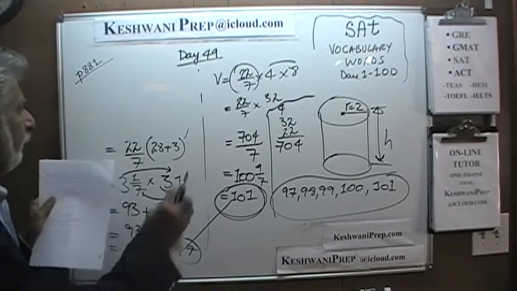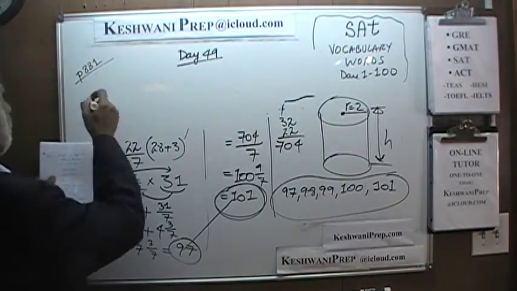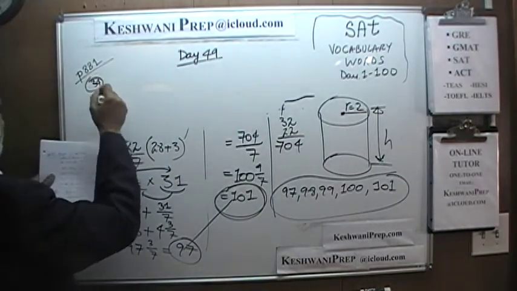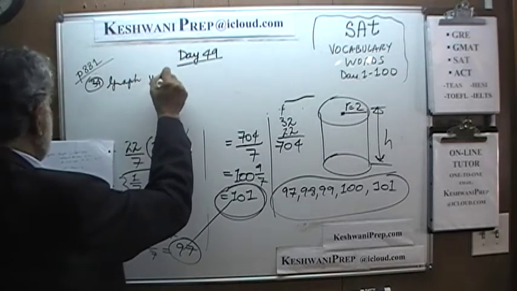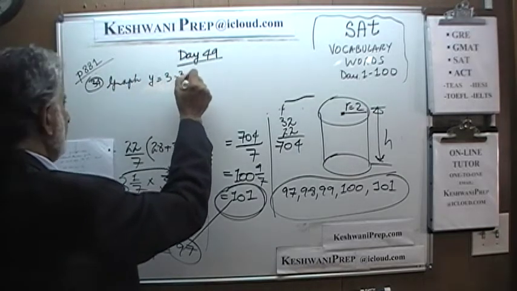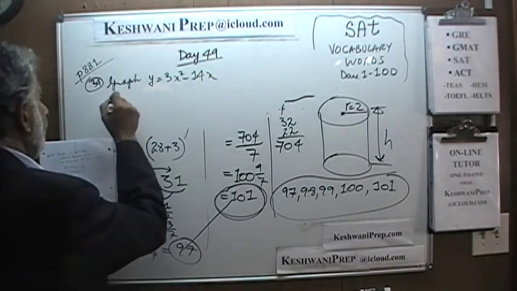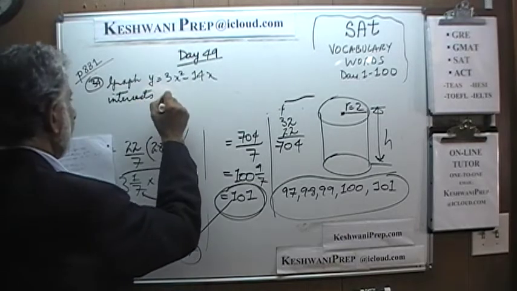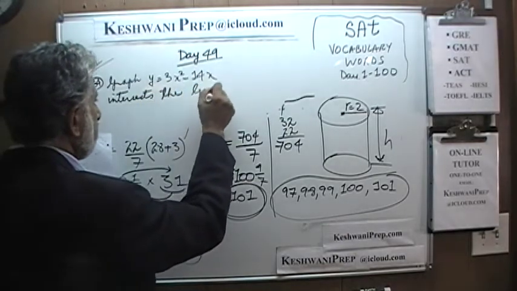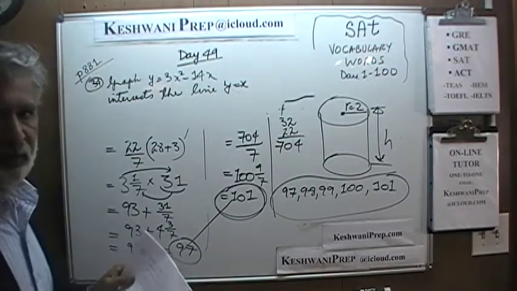Number 34. We need more room here. We have a graph whose equation we are told is this. And it intersects, we are told, the line y is equal to x.